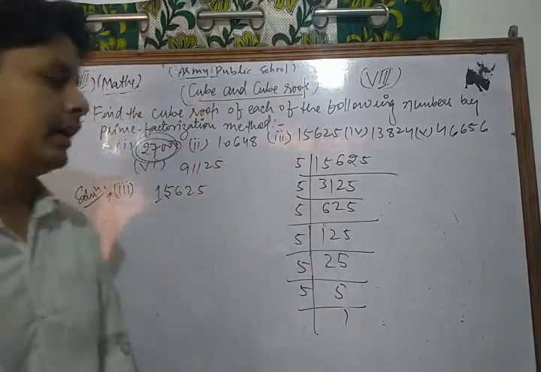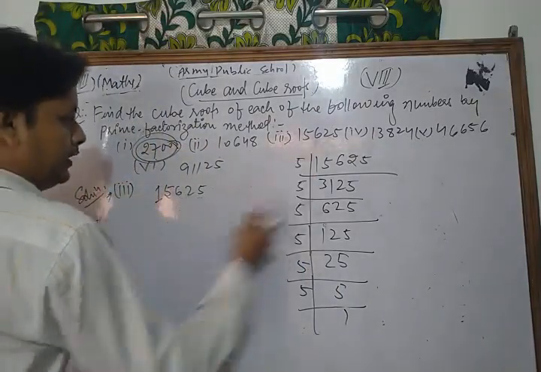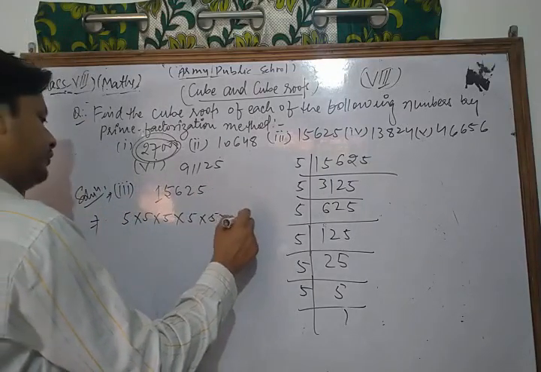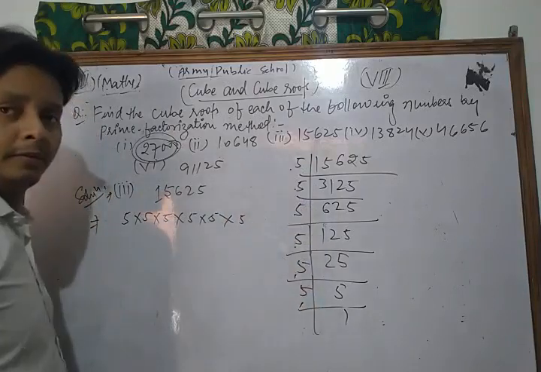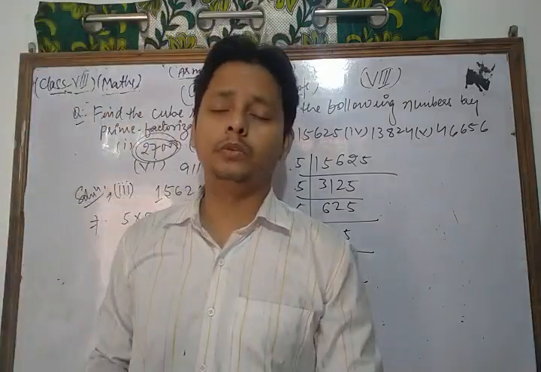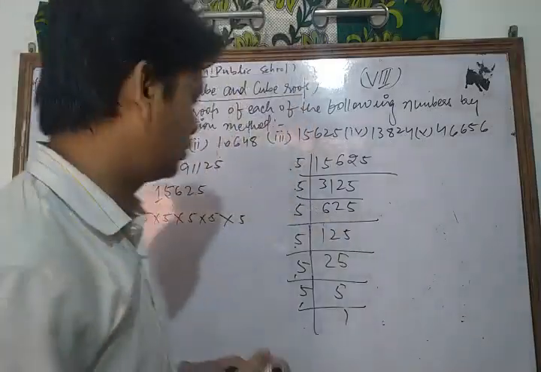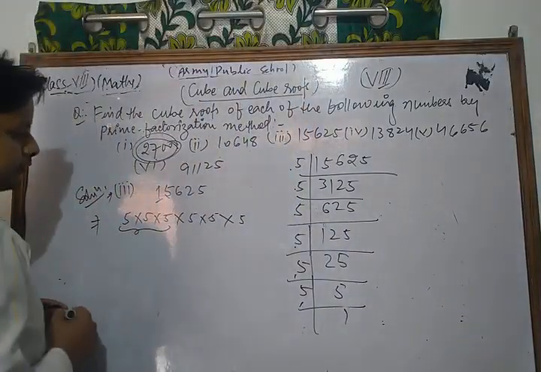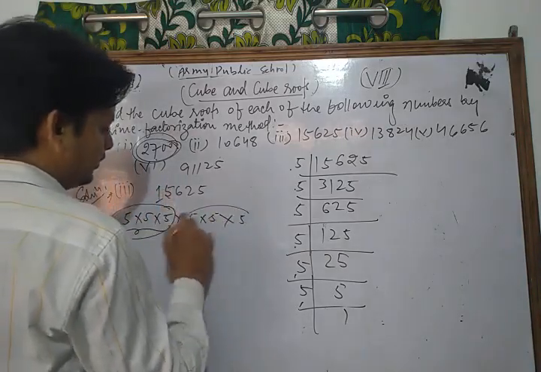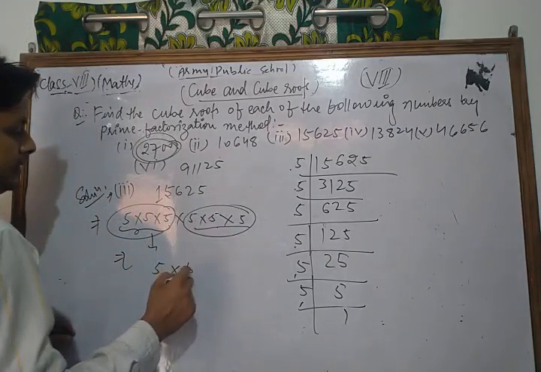Thus, dear students, in this way the prime factorization of 15,625 is 5 into 5 into 5 into 5 into 5 into 5. Now first of all we group the factors in triplets of equal factors. So here 5 5 5 is a triplet of equal factors, and this 5 5 5 is also a triplet.